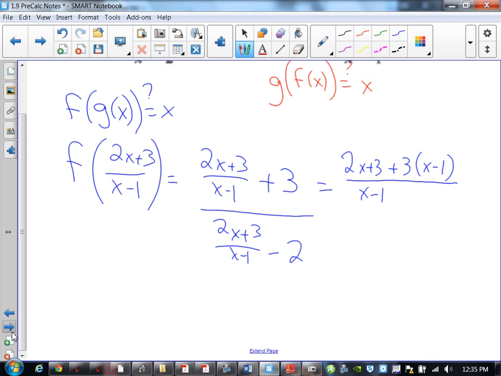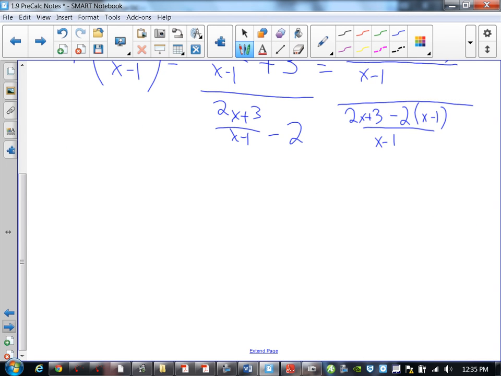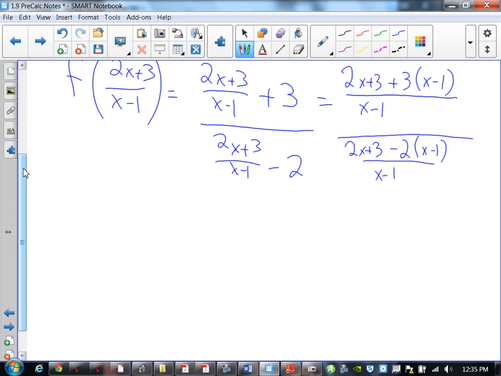So then you wind up doing the same basic idea on the bottom. Common denominator will also be the x minus 1. We have 2x plus 3 minus 2 times an x minus 1. Like I said, it looks awful, but really isn't that difficult to do. So we have 2x plus 3 plus 3x minus 3 all over x minus 1.